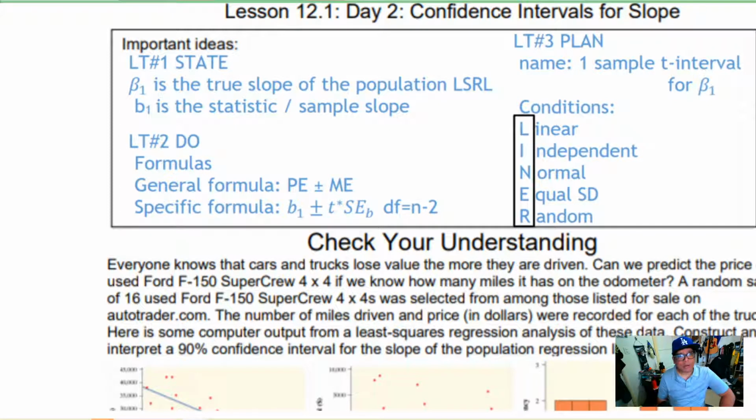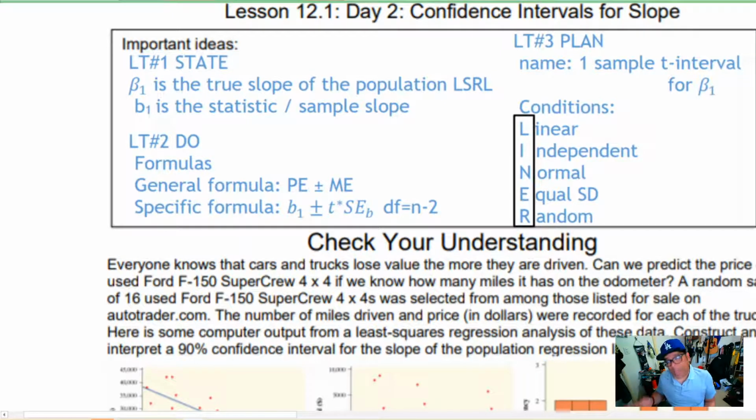And the last part here, which is confusingly learning target number 2, in the do part, we have the following formulas. The general formula is a point estimate plus or minus a margin of error. And the specific formula is B1, or just B, plus or minus T star multiplied by SEB, degrees of freedom N minus 2. So we are ready here for Check Your Understanding.